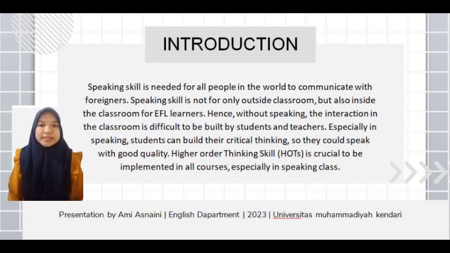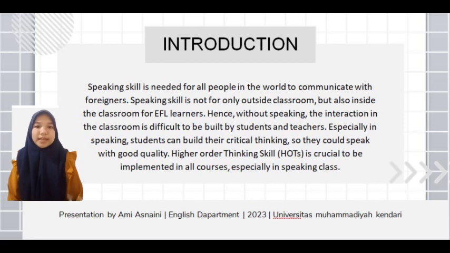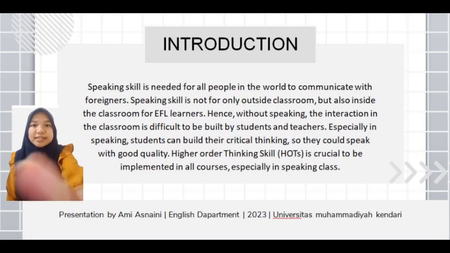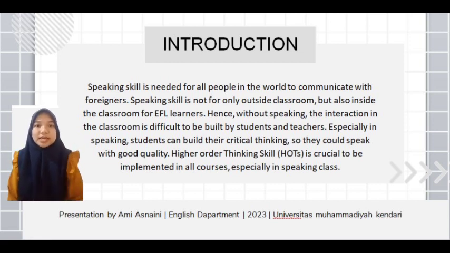Higher order thinking skill is important to be implemented by the lecturer or teacher in the classroom. This is cognitive part that should be introduced and owned by students. According to Burkhardt, 2010, there are 6 levels of cognitive domains in Bloom's taxonomy: remembering or C1, understanding C2, applying C3, analyzing C4, and evaluating C5. And the last is creating C6.